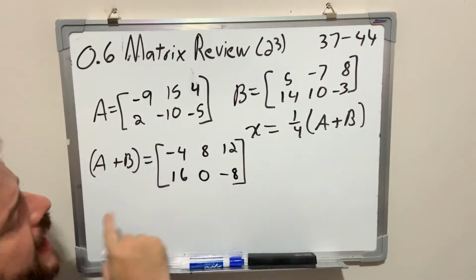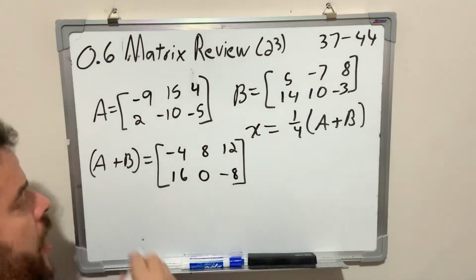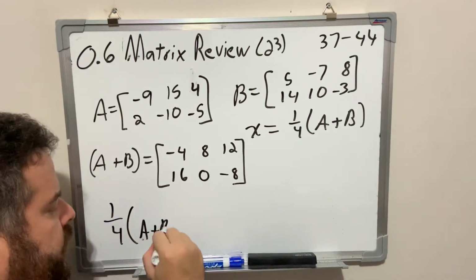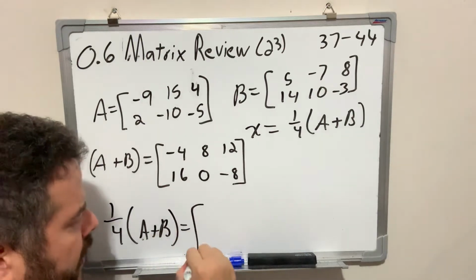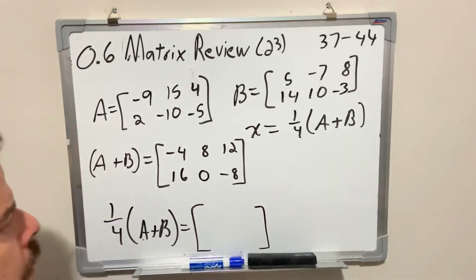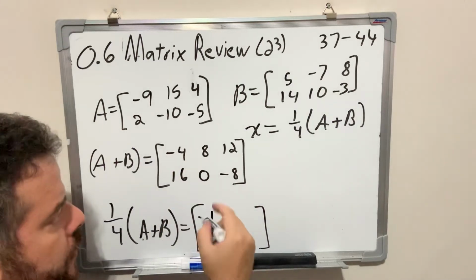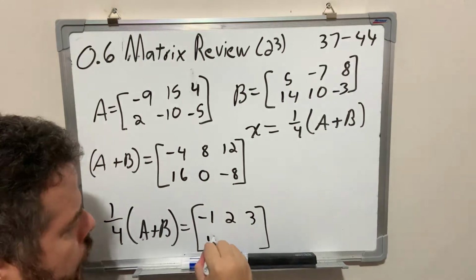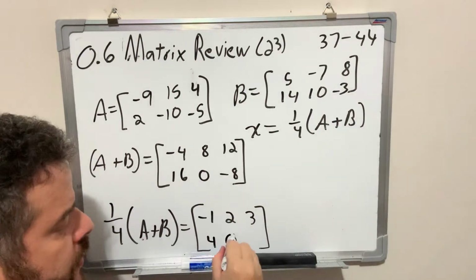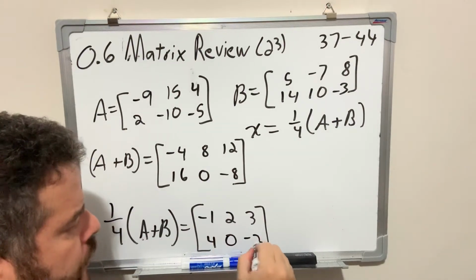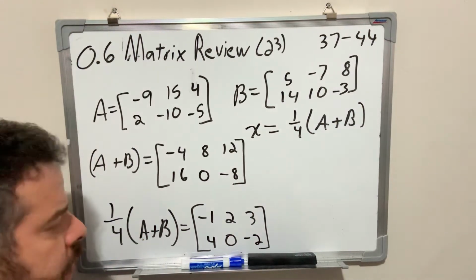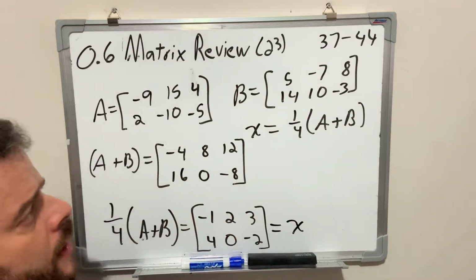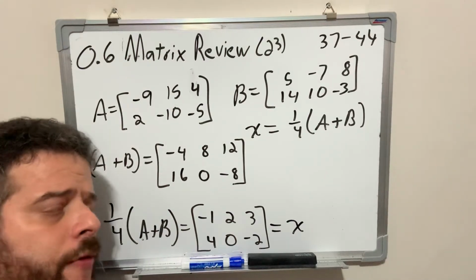Now, after I have my addition, now I'm going to scale by a factor of 1/4, which is the same thing as dividing every element by the number 4. So I'd end up with -1 here, 2, 3, 4, 0 divided by 4 is 0, remember? And -2. So I just solved for x. And that is the same thing as x. So it's pretty simple, pretty straightforward.